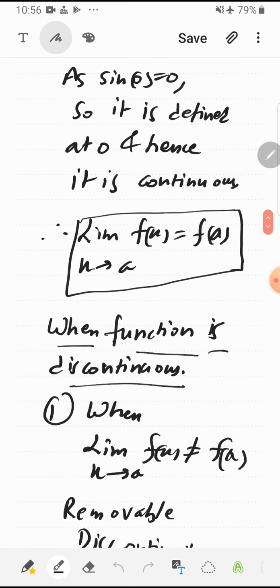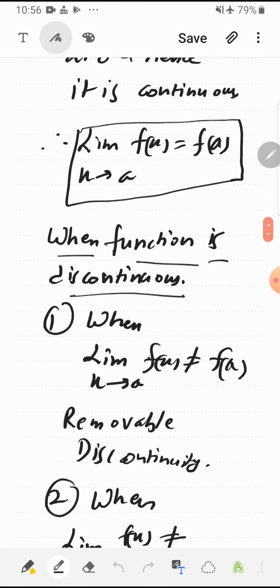Now when is a function discontinuous? First point, when the limit of a function exists and this is not equal to f of a. Under this heading, all the questions of limit come, like when a function is not existing at a point, that means f of a is not existing, only then we find the limit. So those functions are obviously discontinuous, and this type of discontinuity is called removable discontinuity.